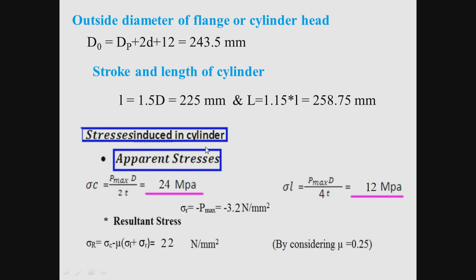So this is the problem on the design of cylinder and cylinder head. Normally this type of problem will be asked for 10 to 12 marks in the end semester exams. So you also solve some more problems from the previous question papers.